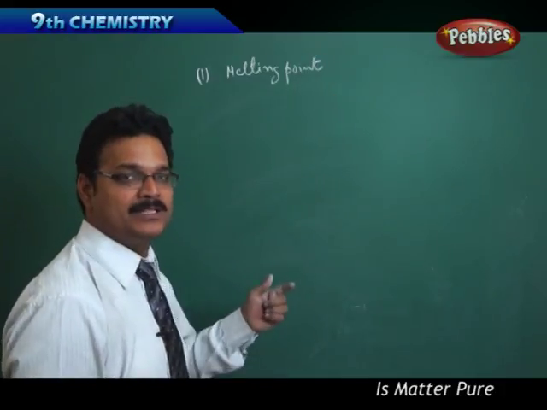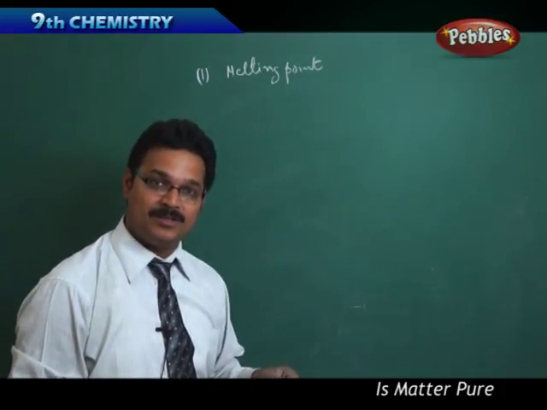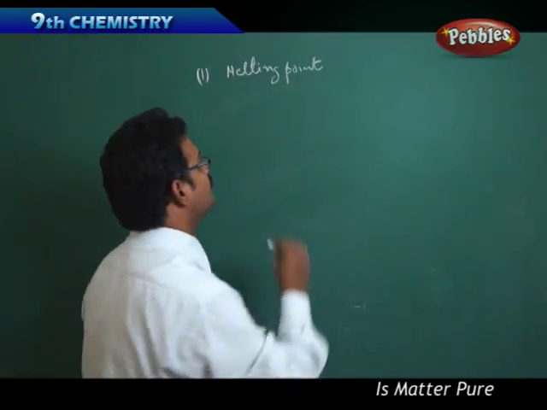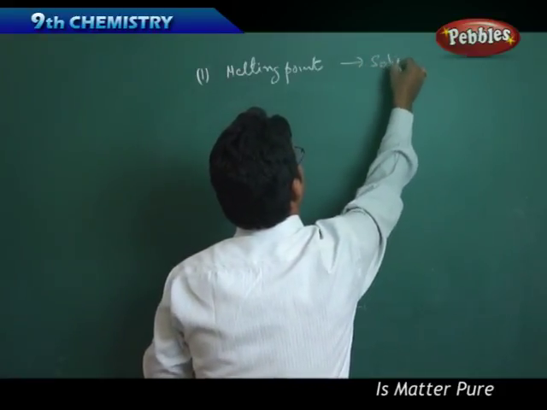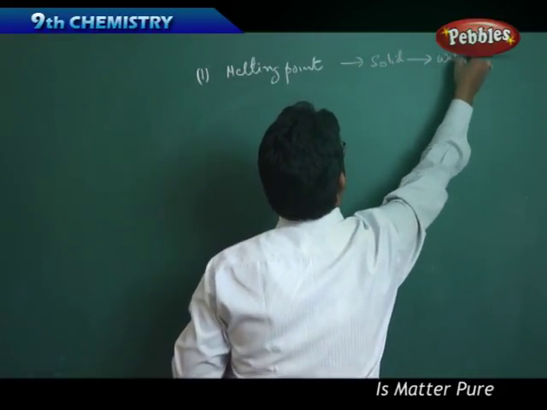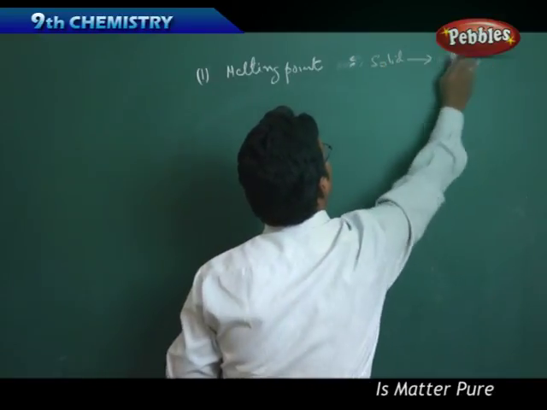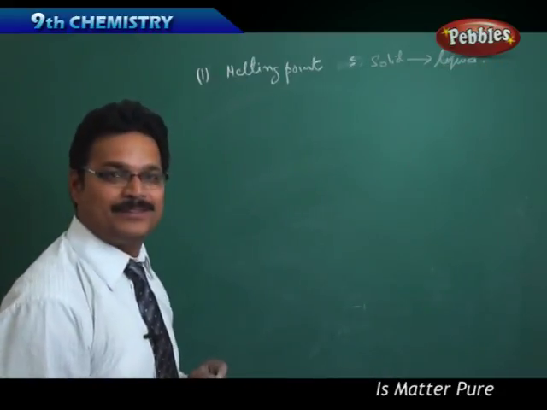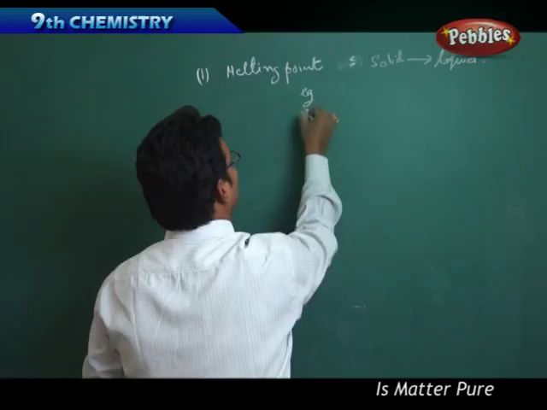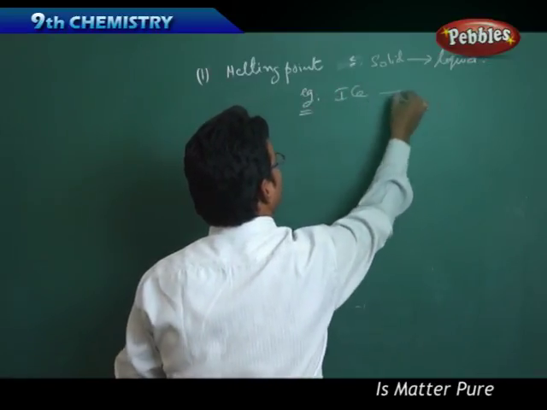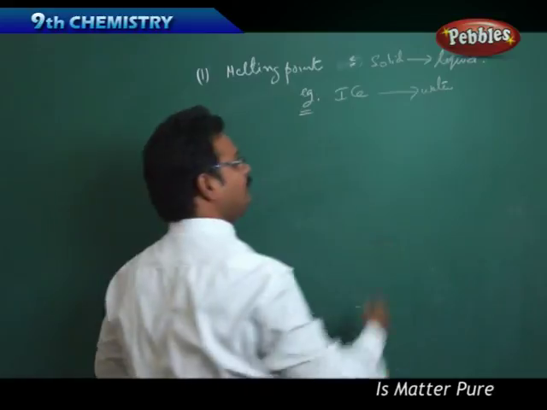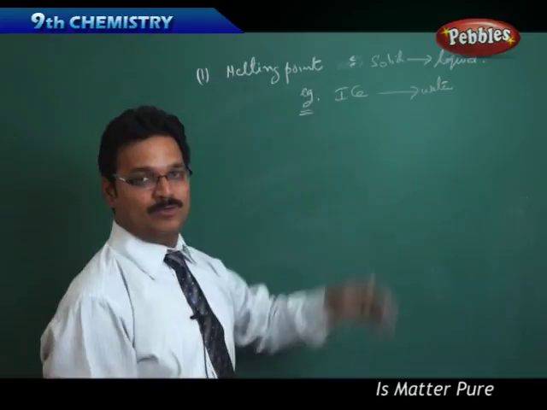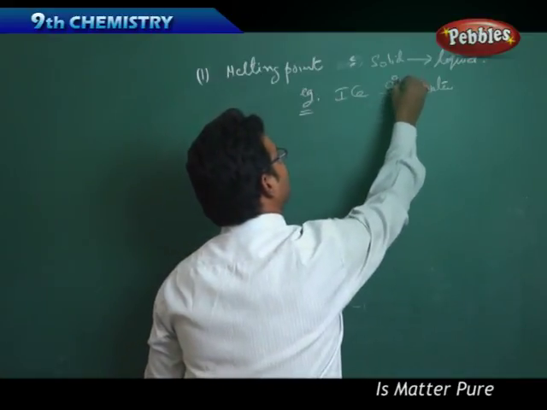Melting point is nothing but the temperature at which a solid melts into liquid. So at the melting point, solid changes to liquid. If you take the example of ice, solid state, to water, it is the temperature at which solid changes to liquid. And for ice to water, the melting point is 0 degrees Celsius.